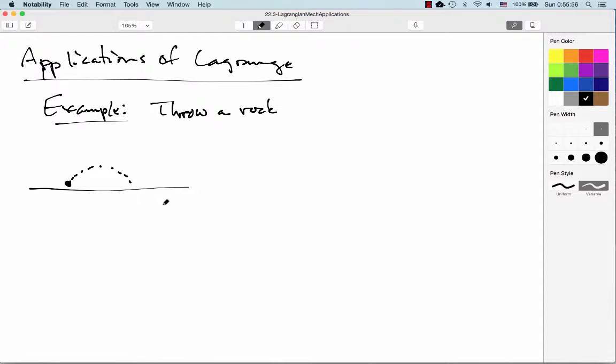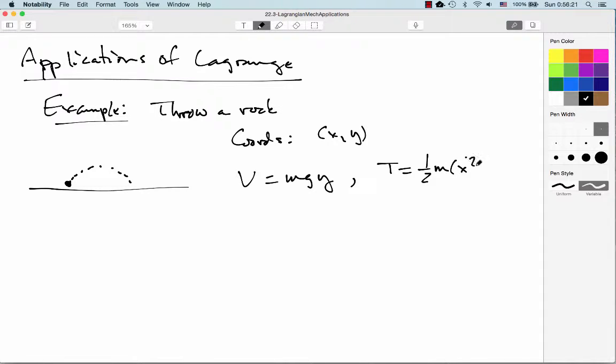Alright, so we know that we're going to be constrained to be in a plane, so our coordinates that we want to choose are just x and y. The potential energy is mgy. The kinetic energy is 1/2 m times x dot squared plus y dot squared.